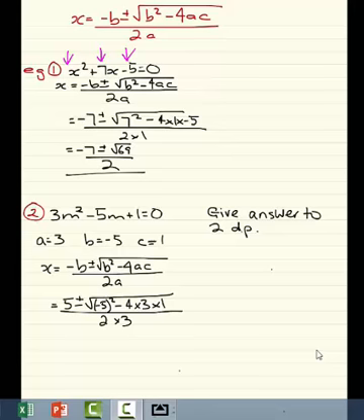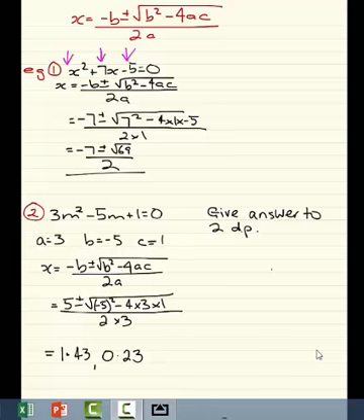So when you type these into your calculator, you're going to type in 5 plus the square root, minus 5 all squared, minus 4 times 3 times 1, all over 2 times 3. When you do that, your answer should come out to be 1.43 to 2 decimal places. The second time, you use the minus. So it's going to be 5 minus the square root of minus 5 all squared, minus 4 times 3 times 1, all over 2 times 3. That answer is going to be 0.23 to 2 decimal places.